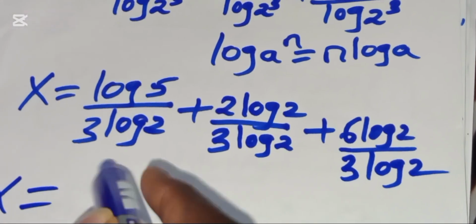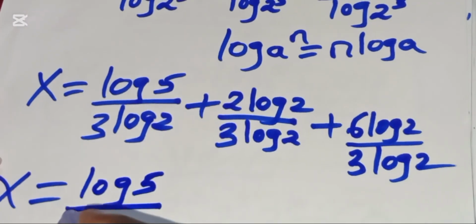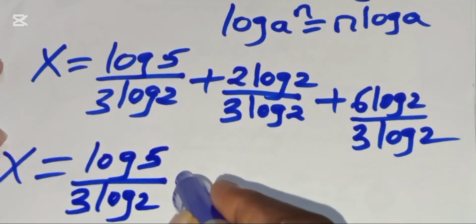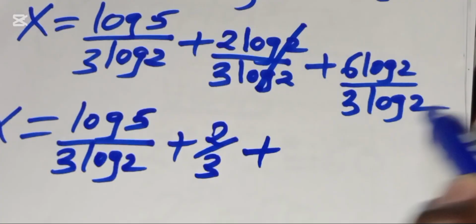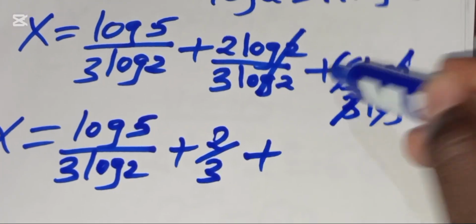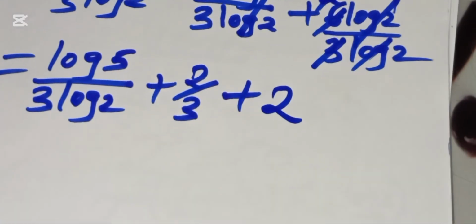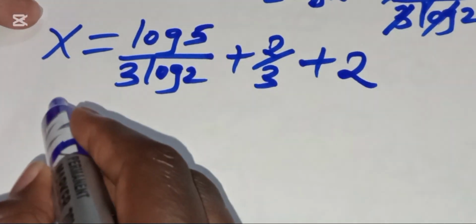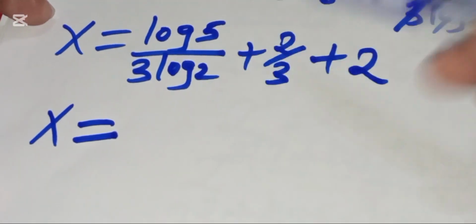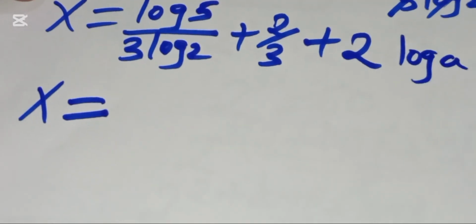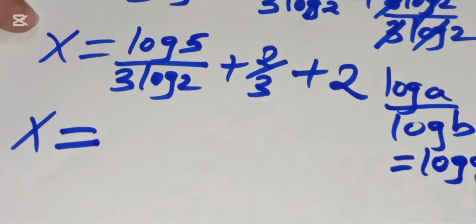We'll have x is equal to, now this is the same thing as log 5 divided by 3 log 2 plus, now if you simplify here, this is 2 over 3, plus, also if you simplify here, 6 divided by 3 is 2, so plus 2. Now that means that we have x is equal to, now if you check here, log 5 divided by log 2 is in the form of log A divided by log B, which can be expressed as log A to base B.